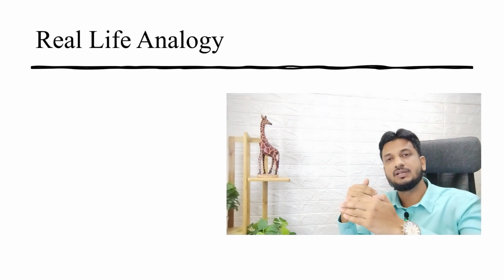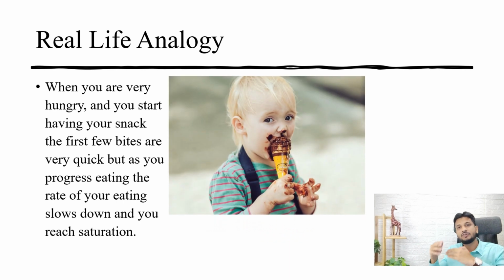But as you progress in eating and after a few bites, the rate of you eating that particular food slowly stops. Now the reason here is different from the reason in chemistry. The reason here is you become saturated, and the saturation brings that feeling in the brain that okay, it's good, we have the blood sugar levels and all, and that's why the eating becomes slowest towards the end. The last few bites are very slow.